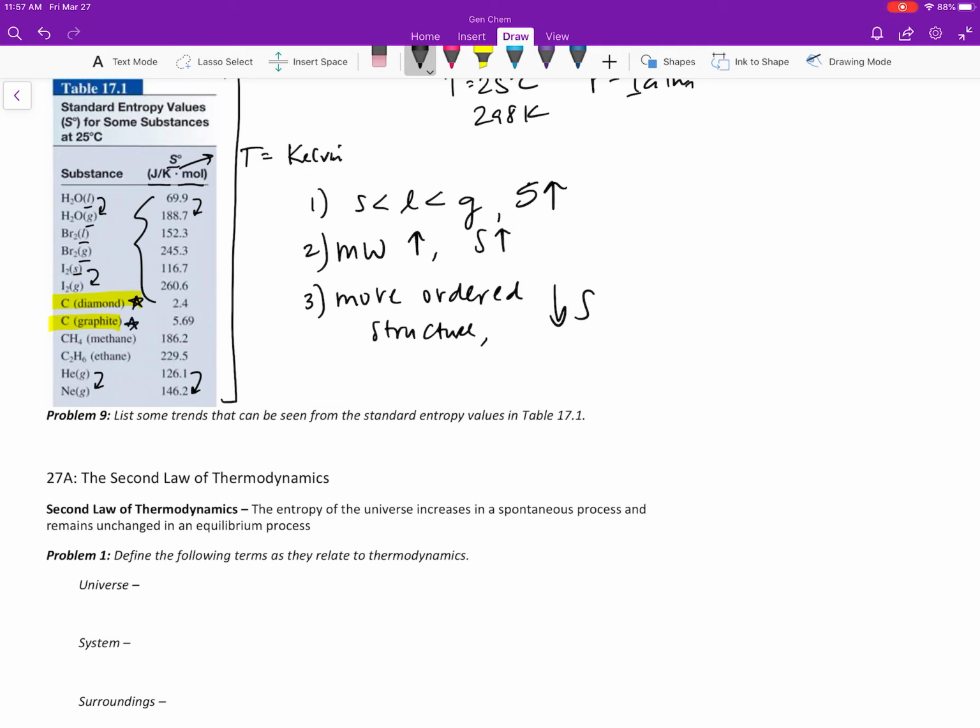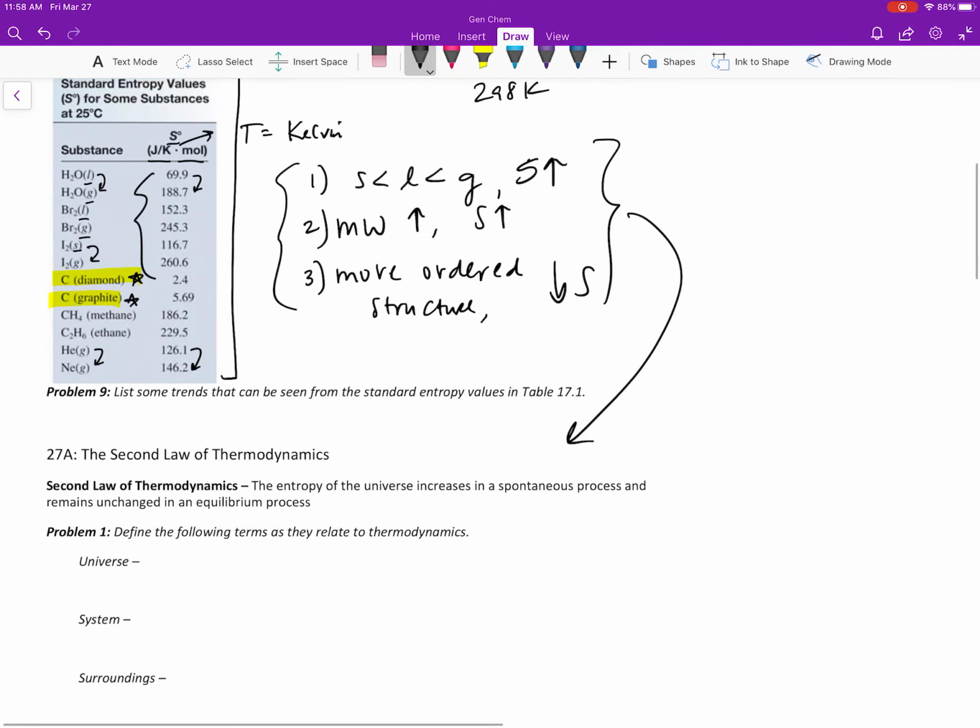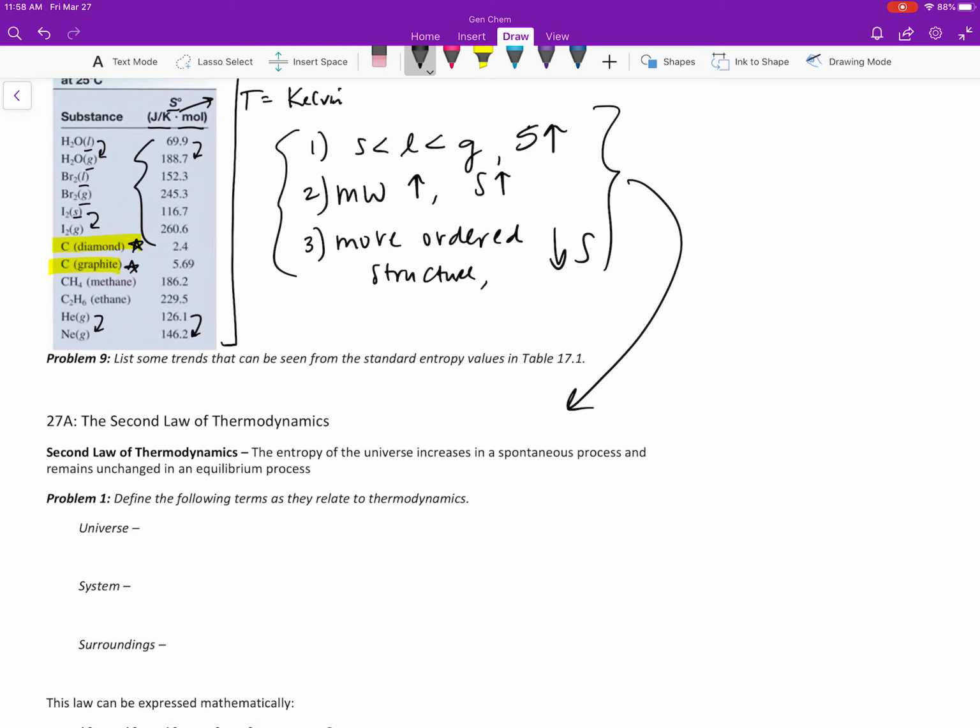Graphite, we said, was less ordered, less structured, and its entropy value is higher because it's less ordered than diamonds. Okay, so those are three trends that we see based on just those little bitty values that were given in 17.1.